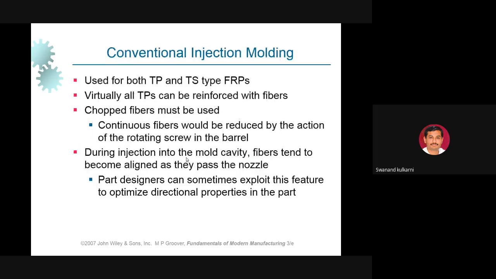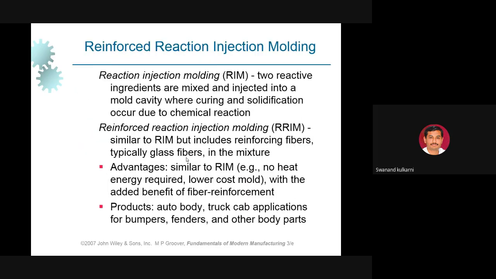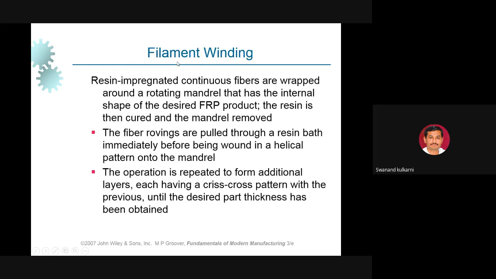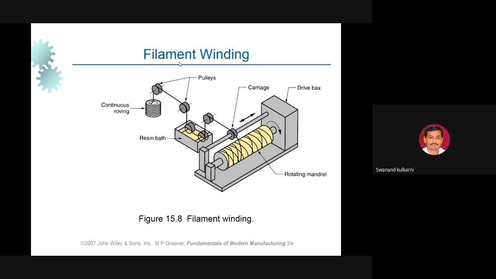Injection molding is also a conventional type of injection molding, and in particular the reinforced reaction injection molding process is there. Then one more type of manufacturing process is the filament winding process. So we may know the filament winding process here. A figure is shown. You can refer to this figure on the screen, so that we will come to know how this particular filament winding process happens here.